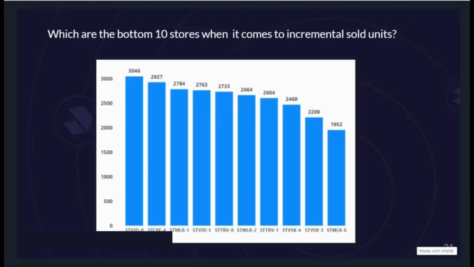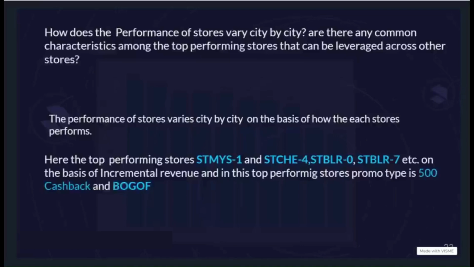Now let's move on. Which are the bottom 10 stores when it comes to incremental sold units? As you can see in this report, we have the bottom 10 stores that generated the least incremental sold units. So this is the least, or you can say the worst store, in terms of incremental sold units, with 9052 sold units.